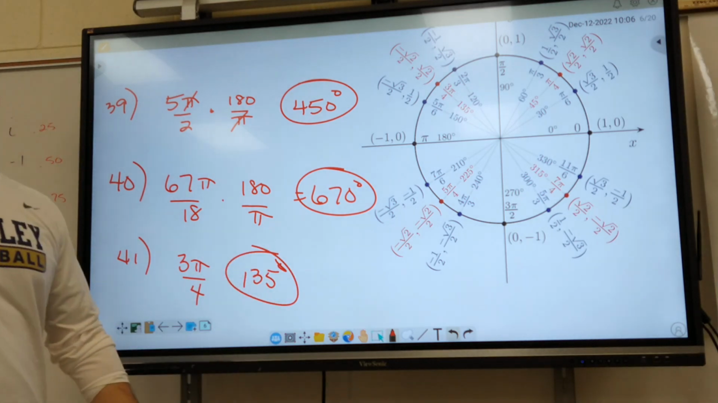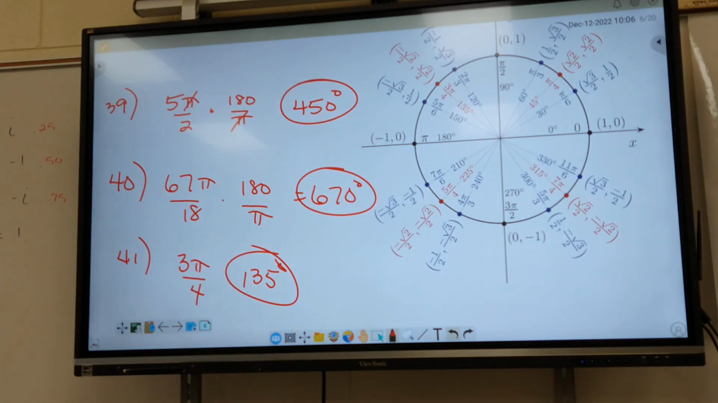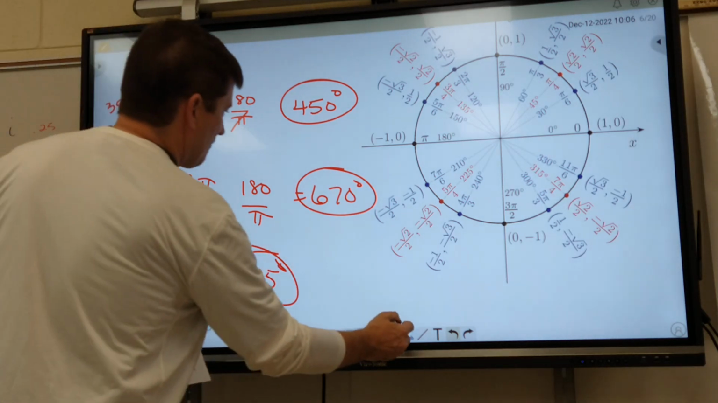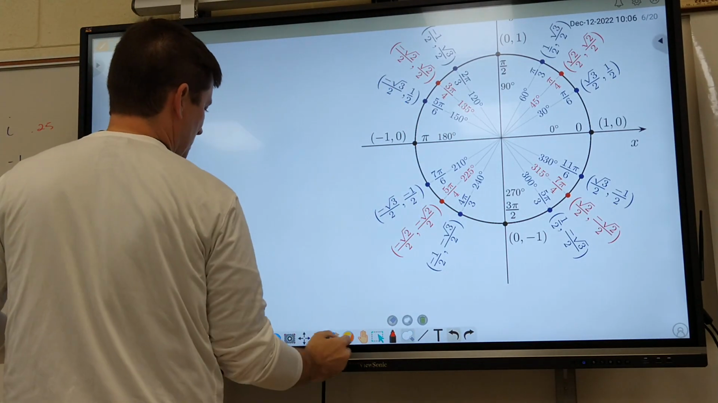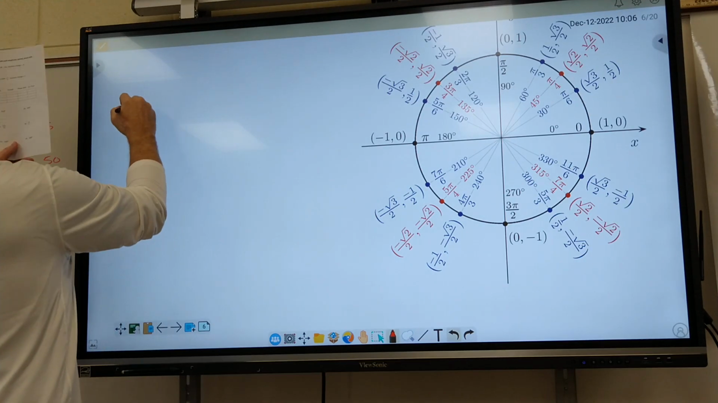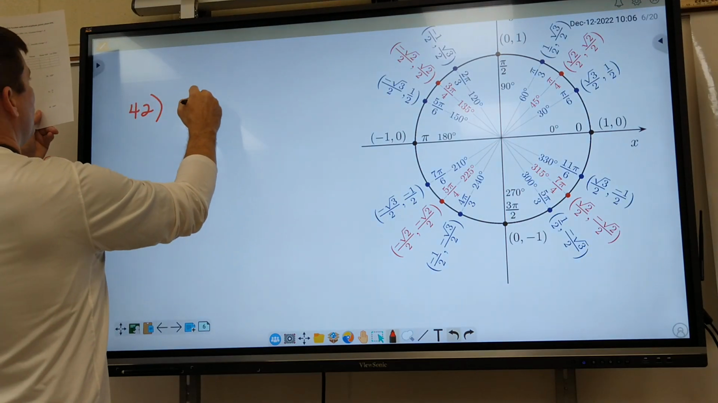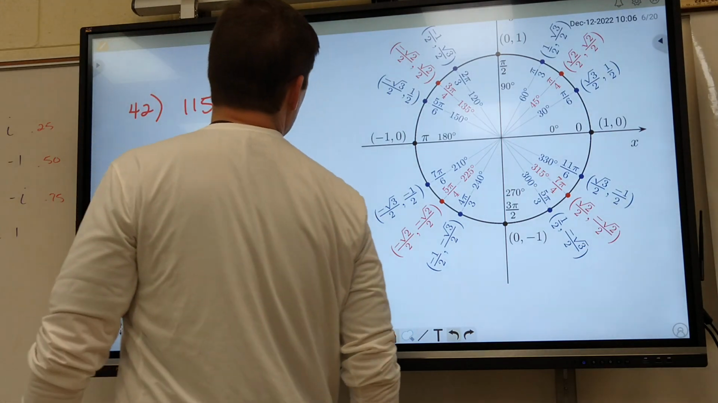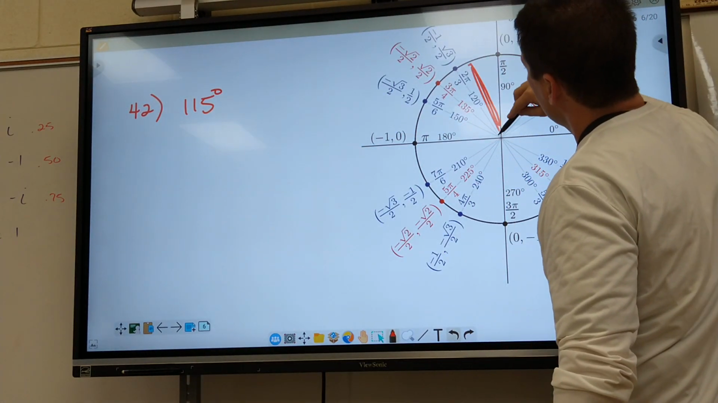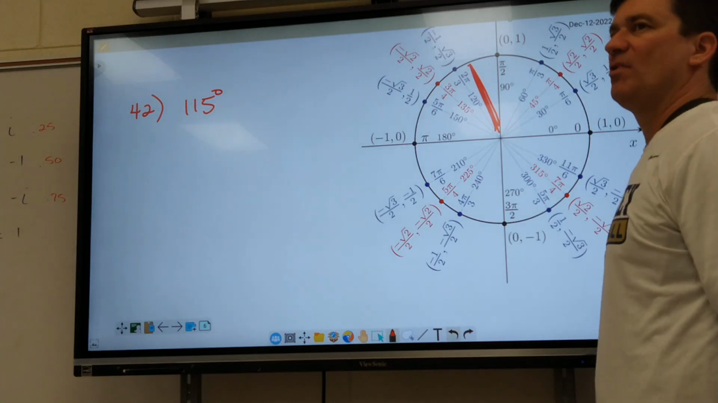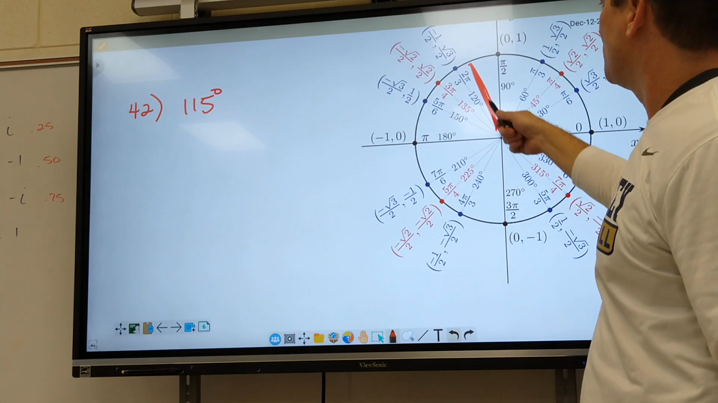So I'll probably give you some that are on the circle and some that are not. What's a reference angle? Everybody always forgets what a reference angle is, but it's easy. All right, 42 says 115 degrees. Find that on the circle. It would be right here, wouldn't it? Y'all agree?